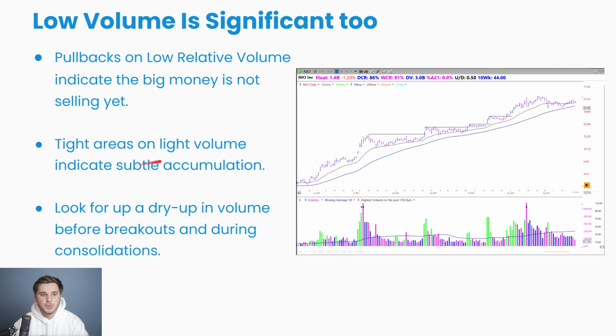And in addition to pullbacks, you also want to be watching for tight areas on light volume, which indicates subtle accumulation. For instance, we've got a chart of NEO here, which during its very strong run in 2020 went very tight with very low volume as well. You can see it's below this moving average here. And this indicates to me that institutions are absorbing any supply that's coming to market, and gradually during this consolidation, supply is getting less and less, which when demand comes in, you can see from this huge volume, pushes up the stock's price because there's less supply coming to market. So before breakouts and during price consolidations, you want to be on the lookout for these tight areas on light volume, indicating accumulation by institutions.